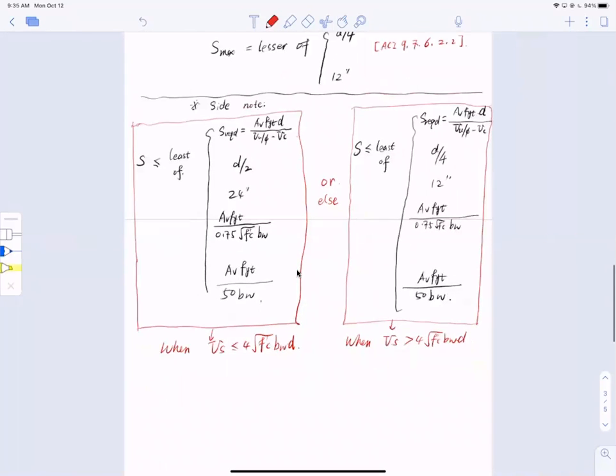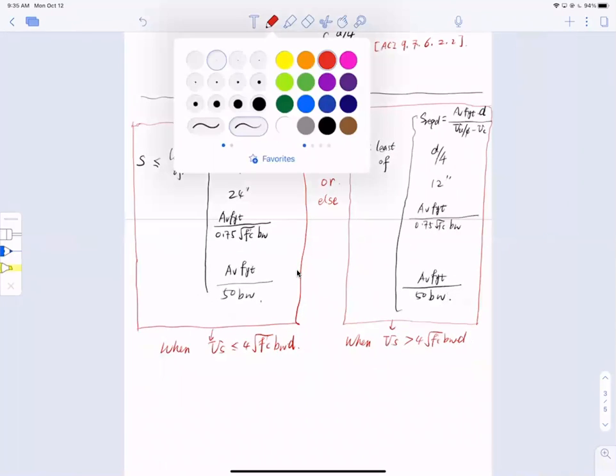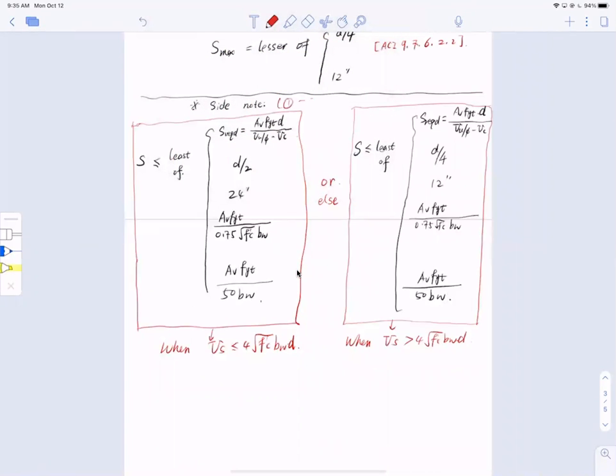So this side note here is essentially summarizing step 1 to step 4.